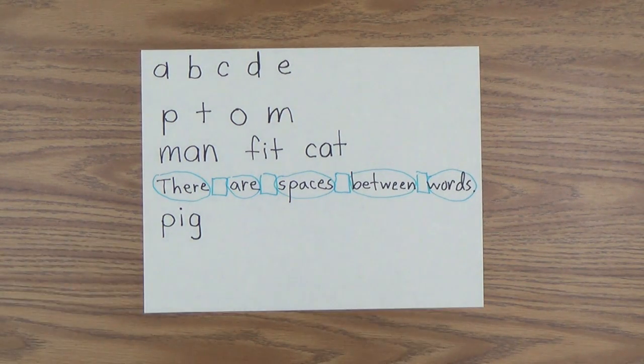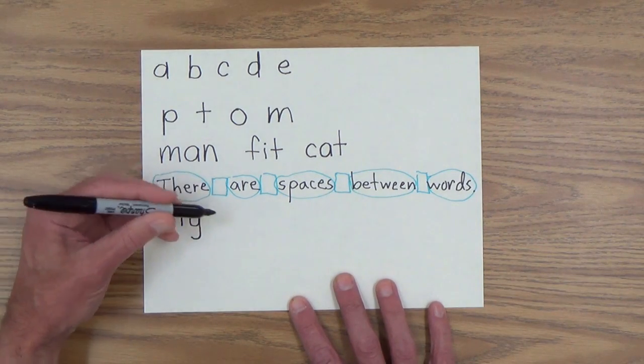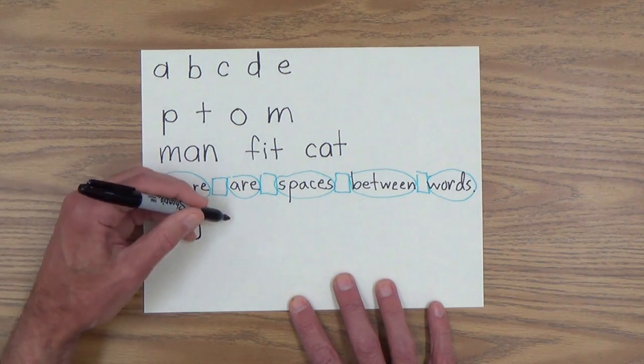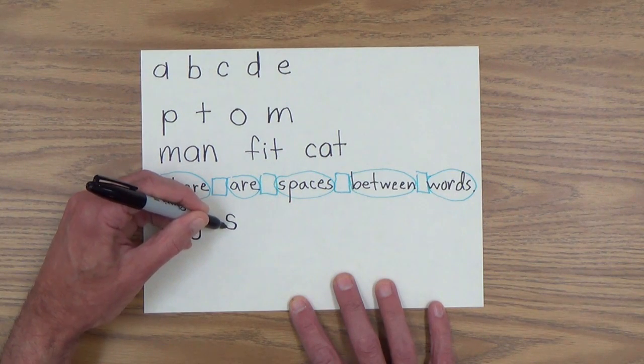Let's see, what are the sounds in set? S-et. Sounds like 3 sounds to me. S-et. So, this letter stands for the sound S.